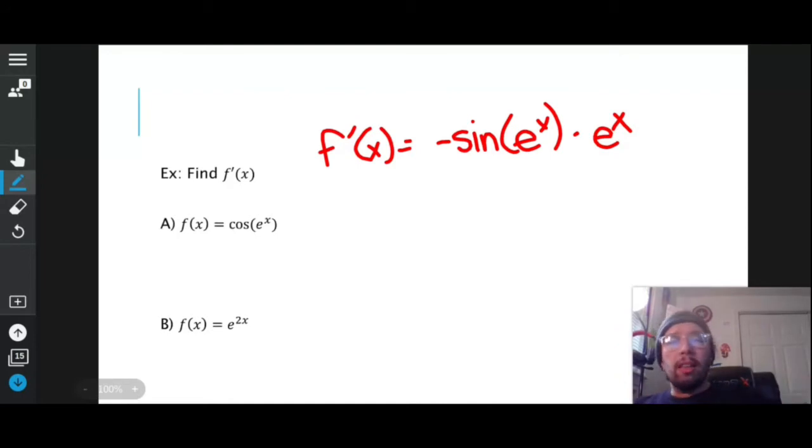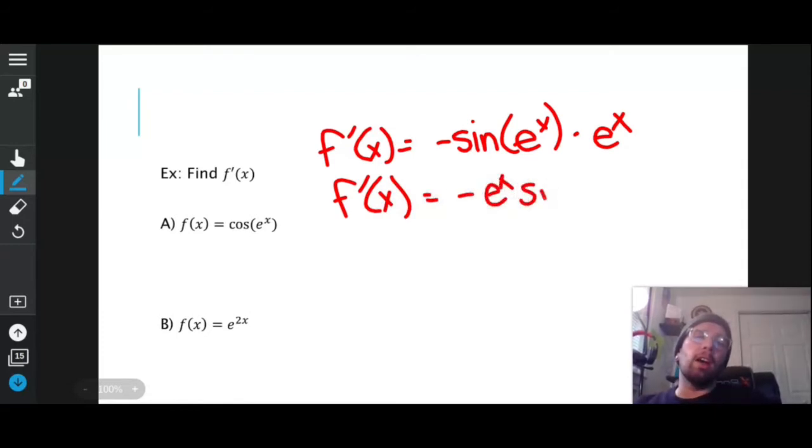So just cleaning this up and putting it all together, I end up with negative e to the x sine of e to the x. Easy. You thought I was going to say e to the x.